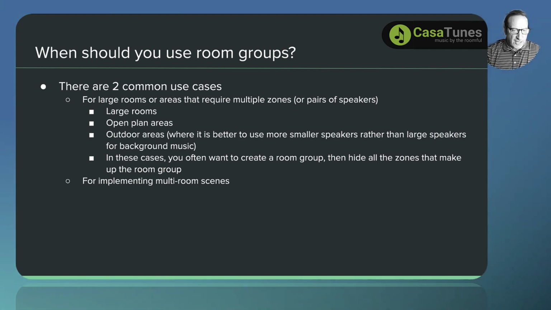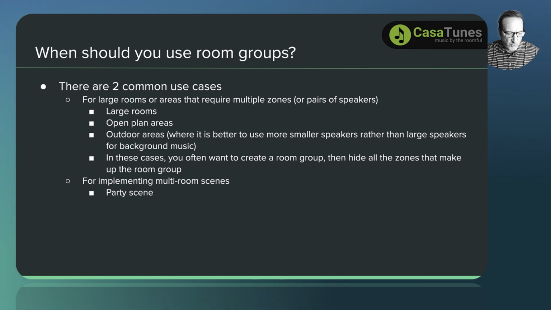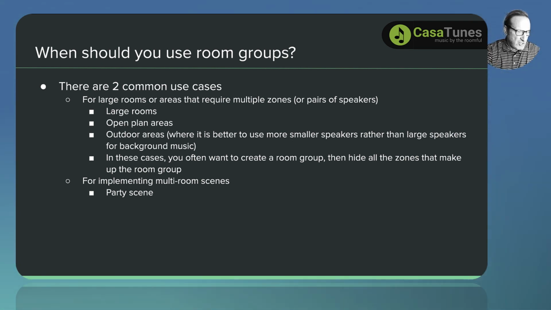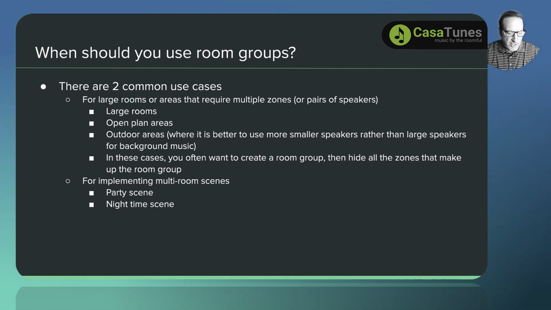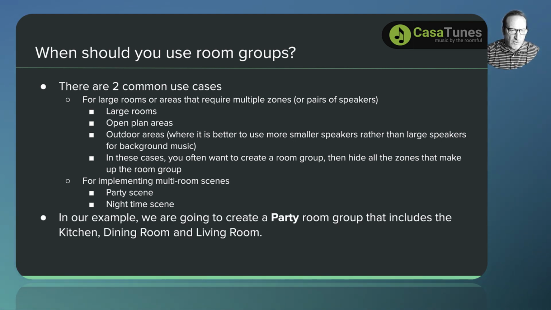And the second scenario is for implementing multi-room scenes. So for example, you could have a party scene where you want to have all the rooms in the main areas and even the yard all participate in a party scene. Or you could have a nighttime scene. So when you come home at night, you want to have music throughout the house in different areas of the house. So those are good multi-room scenes. Now, for our example here, what we're going to do is create a party room group.